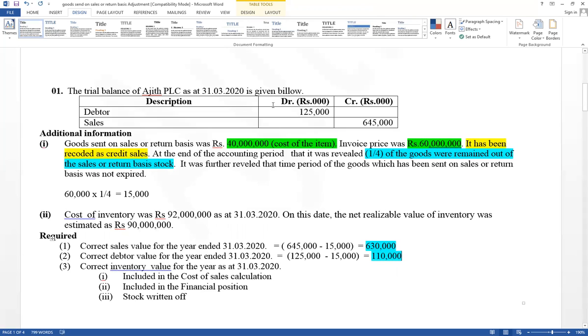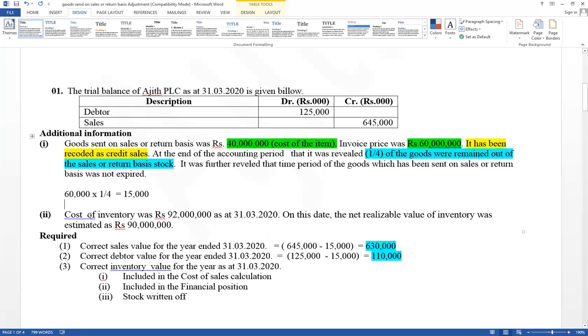Recorded already as credit sales, but 1/4 is not sales. Based on selling price, 1/4 should be removed. Debtors account credit, sales account debit, double entry. From debtors and sales, 1/4 should be deducted based on invoice price. And it affects inventory also. If it is not sales, the goods were sent to the other business. If it is not sales, its cost value is available at the other business, but it was written as our business's. If it is not sales, its cost value should also be considered as closing inventory.